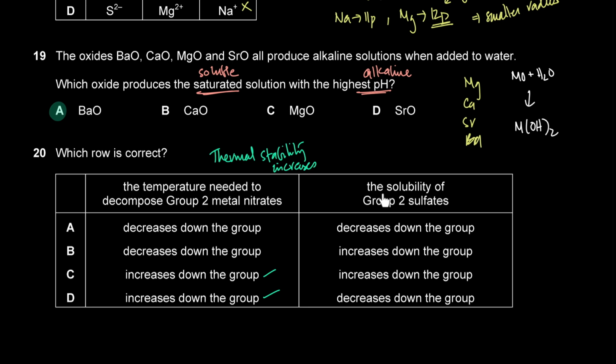What about the solubility of the sulfates? The solubility of the sulfates decreases down the group. So of these four, magnesium sulfate would be the most soluble, and barium sulfate would be the least soluble. So the answer is D.